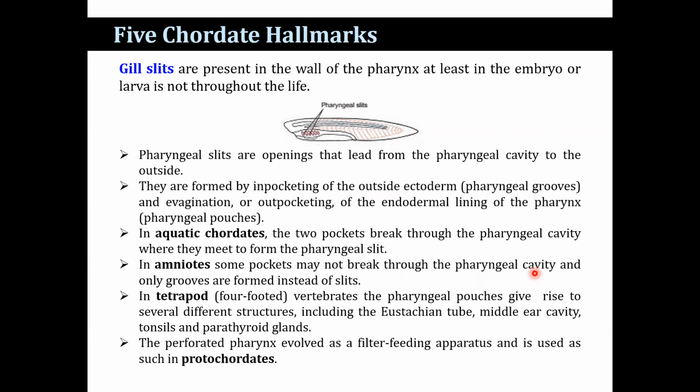In tetrapod vertebrates, the pharyngeal pouches give rise to several different structures, including the eustachian tube, middle-ear cavity, tonsils, and the parathyroid glands. The perforated pharynx evolved as a filter feeding apparatus, and it is used as such in the protochordates. This adaptation led to the evolution of internal gills, completing the conversion of the pharynx from a filter feeding apparatus in protochordates to a respiratory organ in aquatic vertebrates.